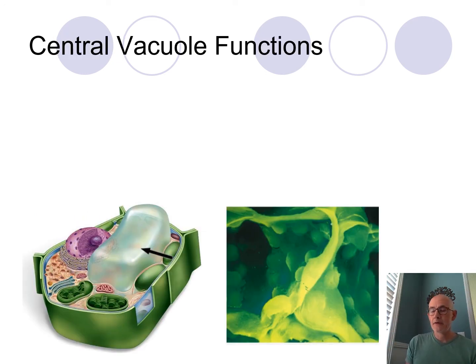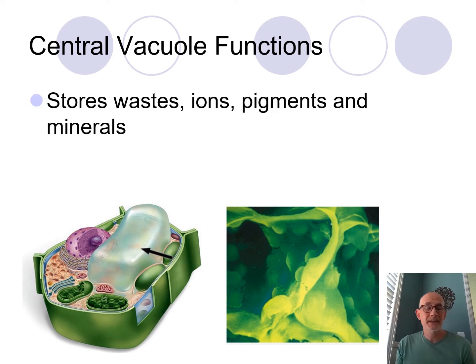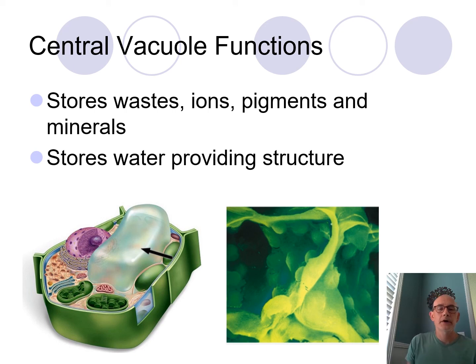So the main function of the central vacuole is really, again, to support the interior of the cell wall, but it is also for storing other things like metabolic wastes and pigments and ions. You can see in this picture this empty space. It's not empty, it's filled with water. That's the central vacuole, and that's pushing out, giving support to the interior of that cell.